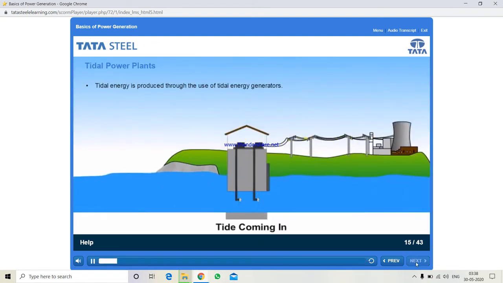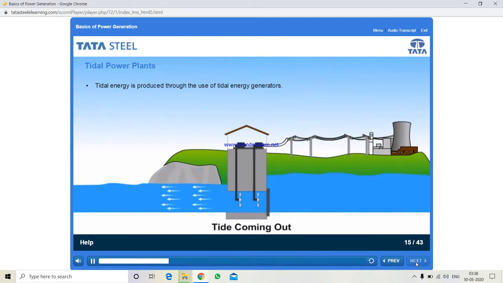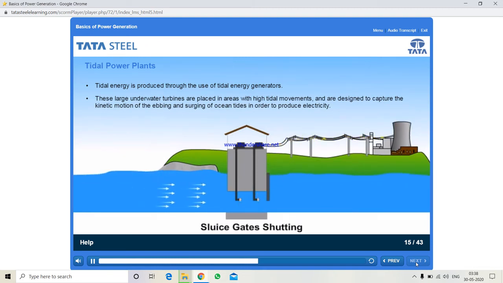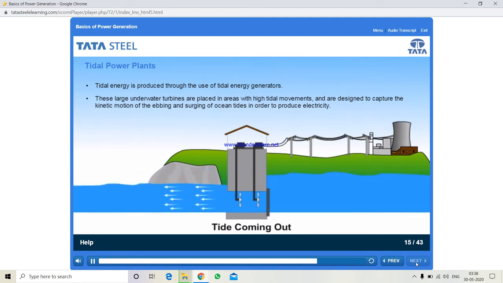Tidal energy is produced through the use of tidal energy generators. These large underwater turbines are placed in areas with high tidal movements and are designed to capture the kinetic motion of the ebbing and surging of the ocean tides in order to produce electricity.